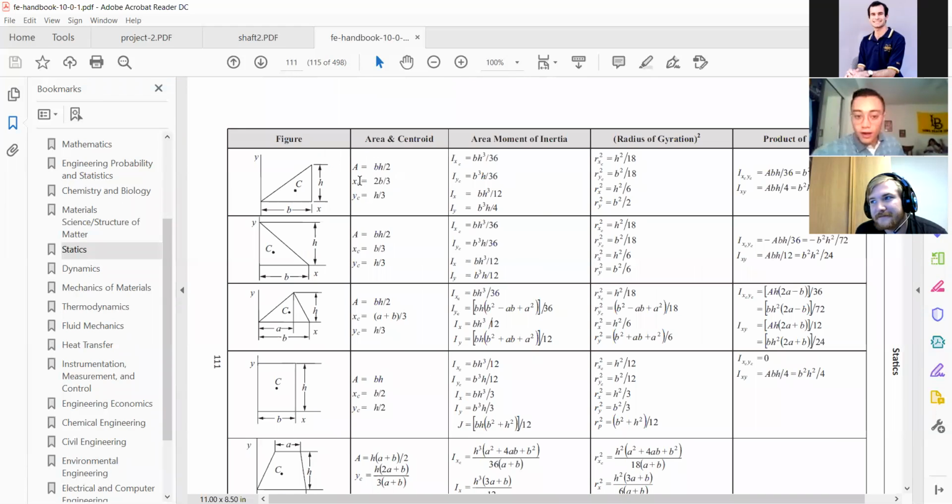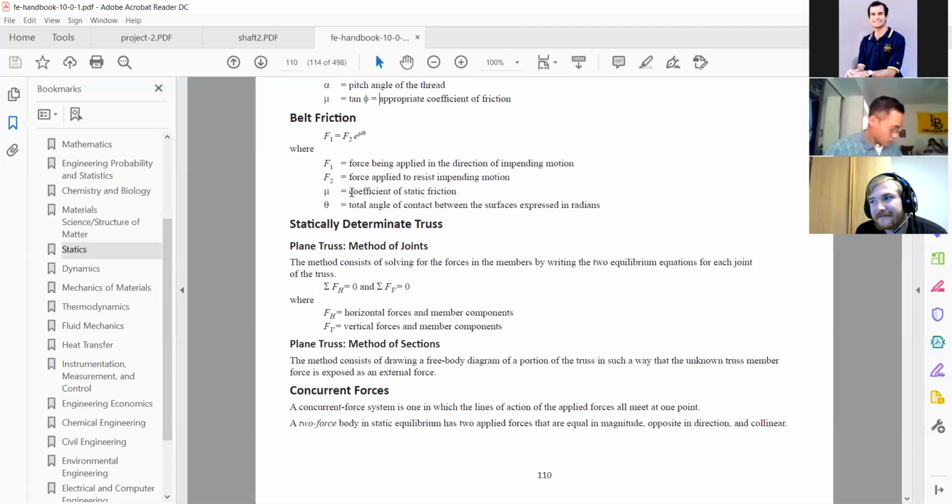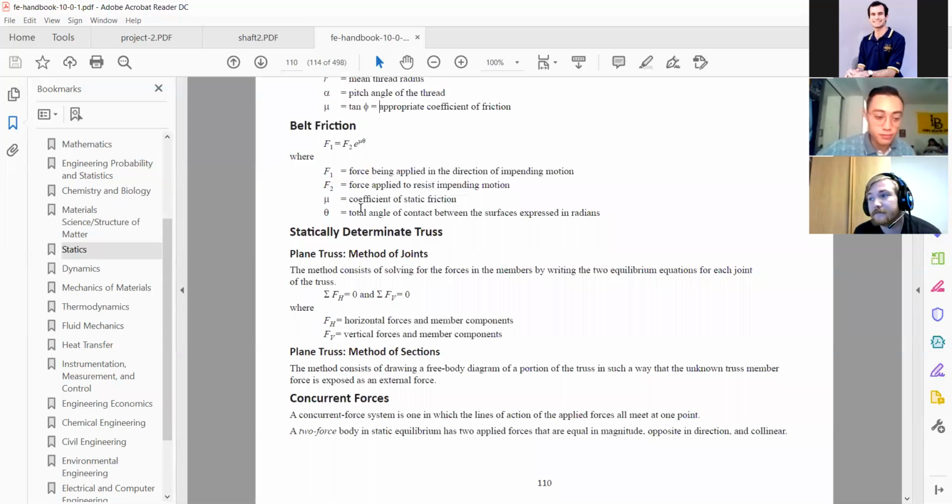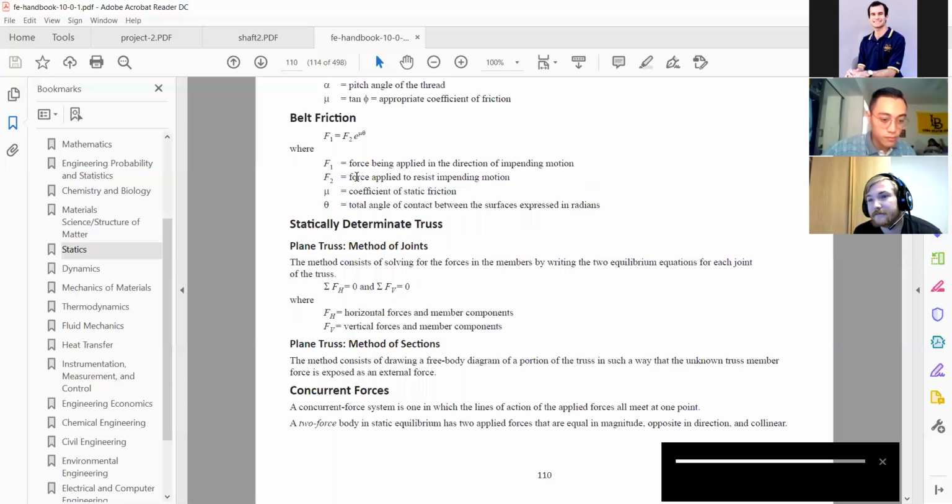Statically determinate. I found it. Oh yeah, is it dynamics? It's actually in dynamics. So okay. We'll be getting to dynamics next week. So okay, my bad. Yeah, go ahead.